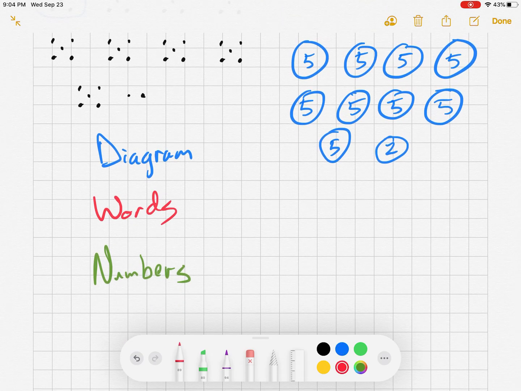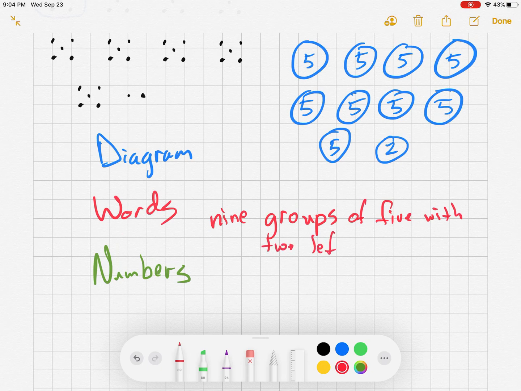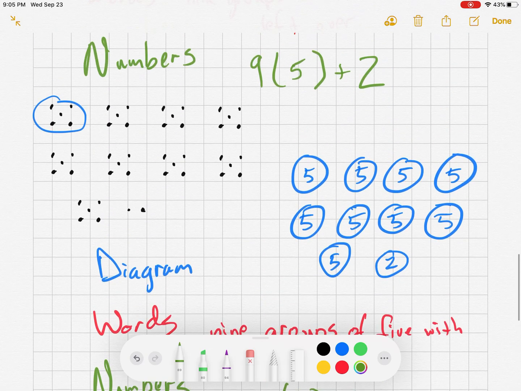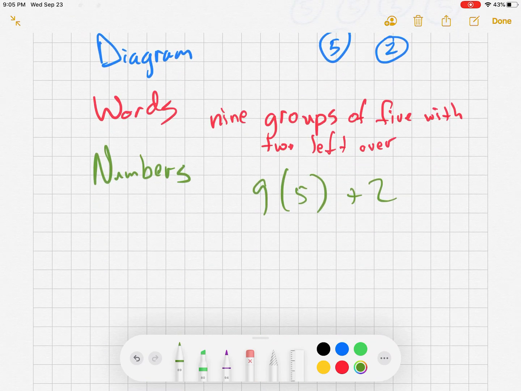All right, so now in here, how would I look at this? I again see 9 groups of what? Of 5 with 2 left over. Right? And now we put that into numbers and symbols. In this case, it's going to look exactly like the last one. 9 groups of 5 with 2 left over, right? With 2 left over, okay?